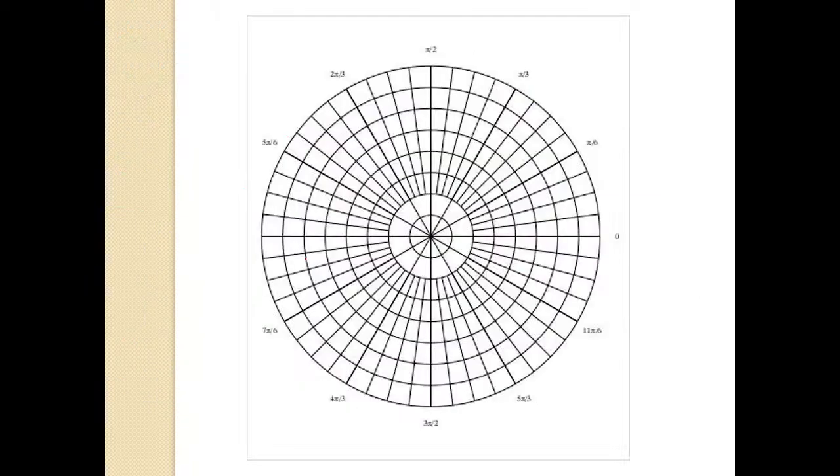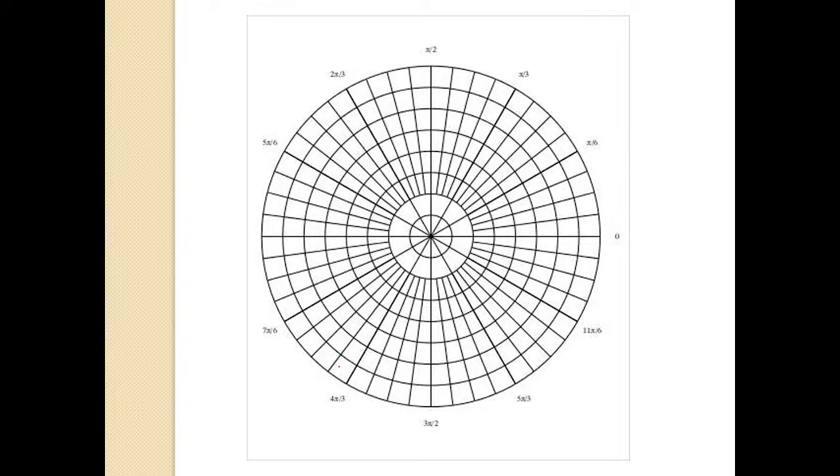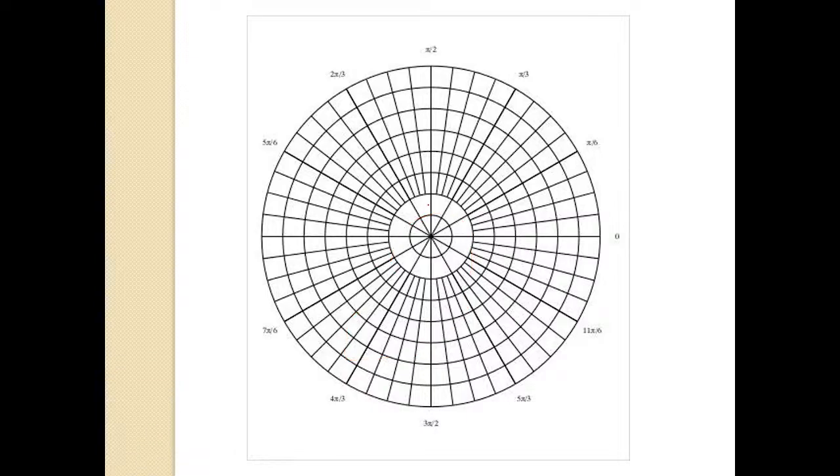So what is polar graph sheet? This is the polar graph sheet. This polar graph sheet will be consisting of concentric circles. You can see circles here.